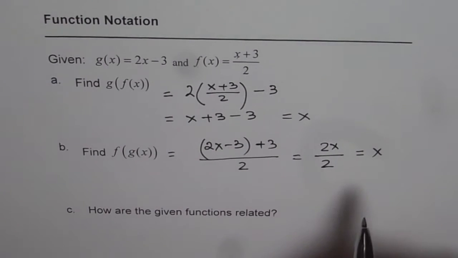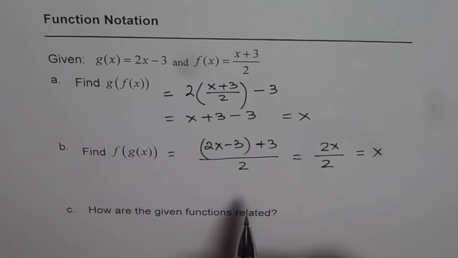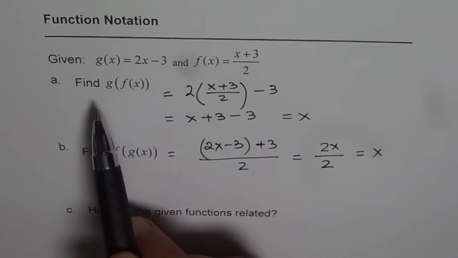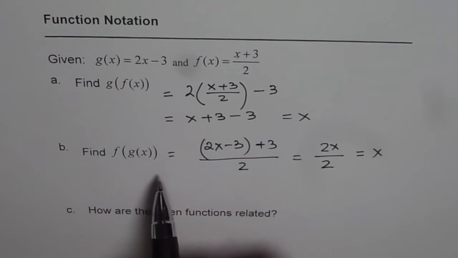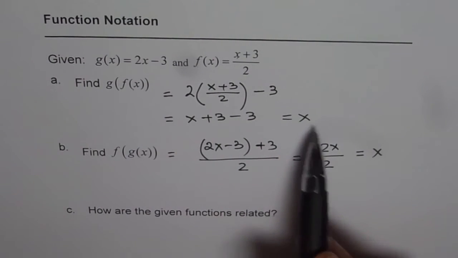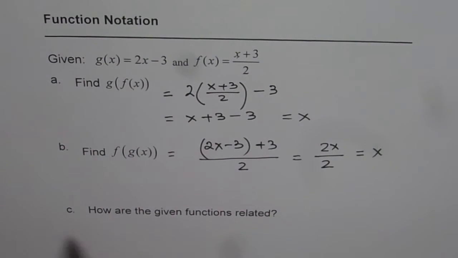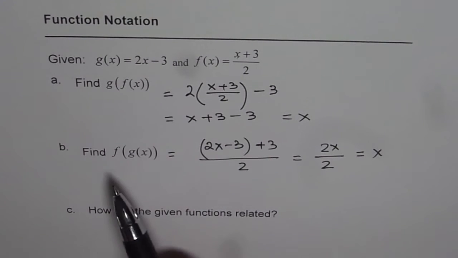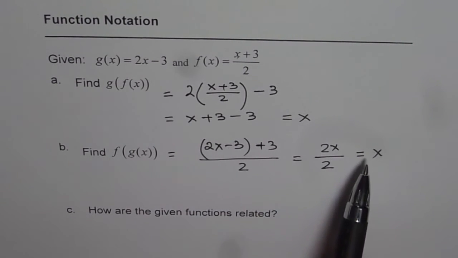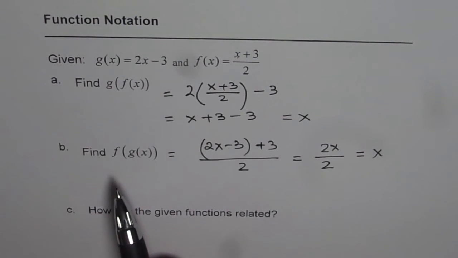So what we find in this case is that g of f of x and f of g of x are the same, and both are equal to x. Part C is how the given functions are related. There is definitely a relation between these two functions. When we find function of function either way, we get the same value. Normally function of function may not give you the same value.